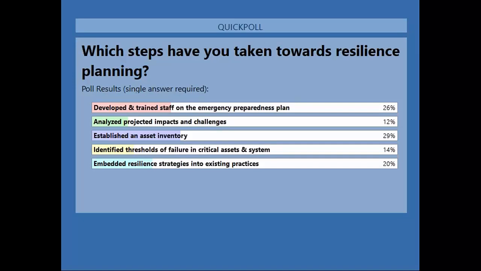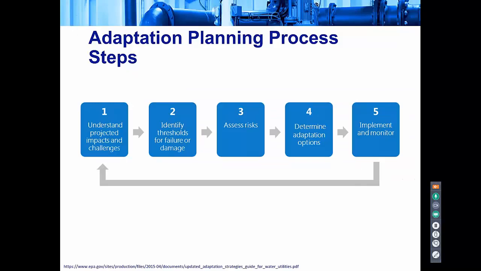So Brandy, the majority of our attendees have selected establish an asset inventory, followed closely, 29% to 26%, by those who said they developed and trained staff on the emergency preparedness plan. I'm getting ready to close that poll now. Well, that's excellent, because the asset management step is critical, right? How do you know what's most vulnerable when you're not even quite sure what exists? So it's comforting to hear that so many of you have already completed that step.